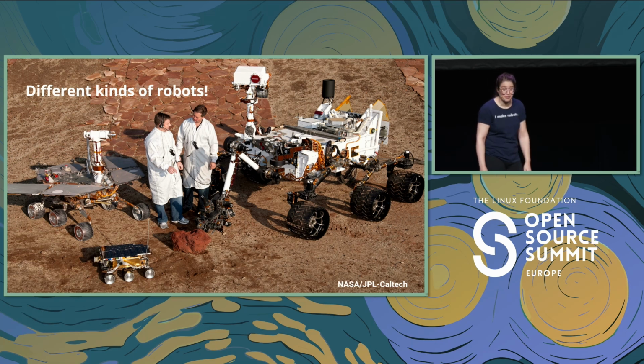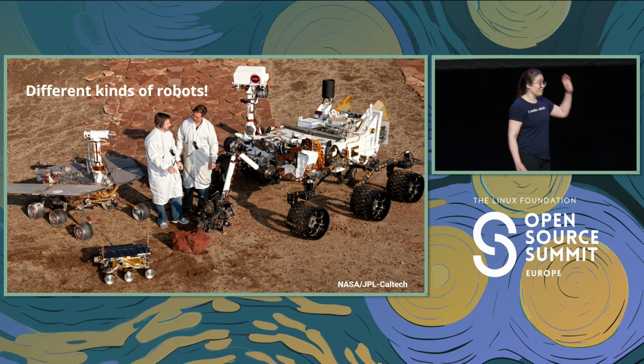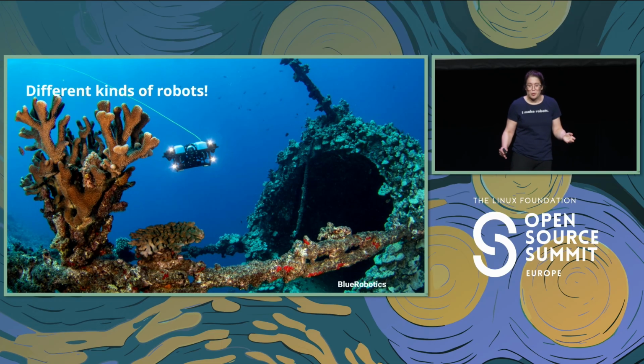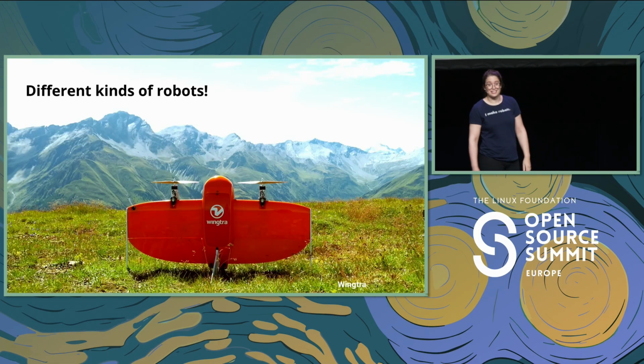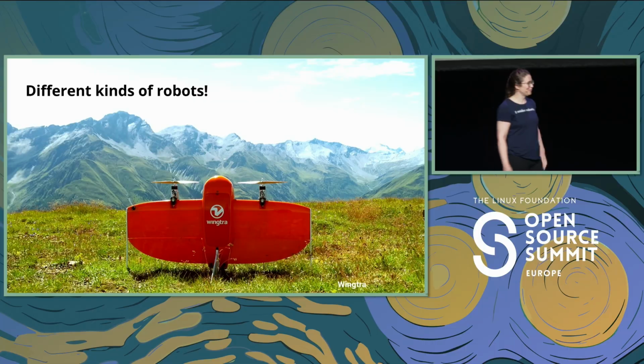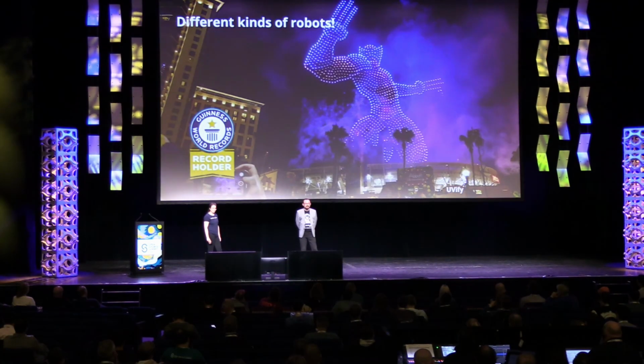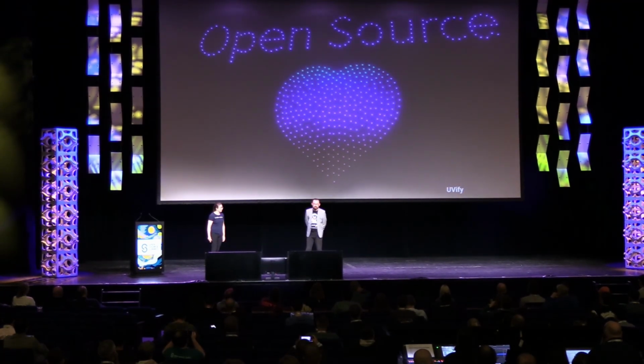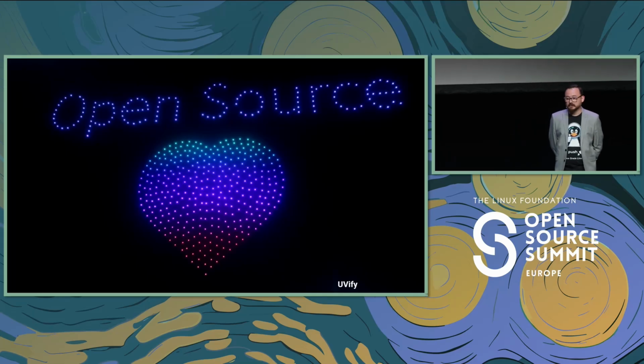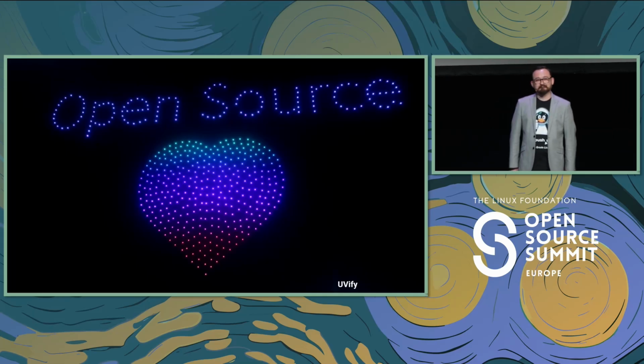There are actually a lot of types of robots out there, like these rovers for planetary research, underwater robots for maritime inspection, and vertical takeoff and landing drones for survey and inspection. Or quadcopters for recreational use, like a selfie drone. But quadcopters can also be used for swarms, for a drone light show. We actually had one at Open Source Summit North America in Austin. Because open source and drones, it's a good match.